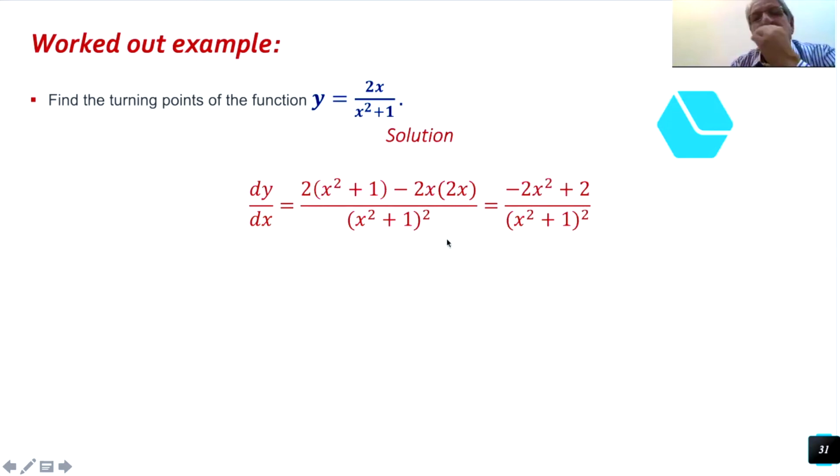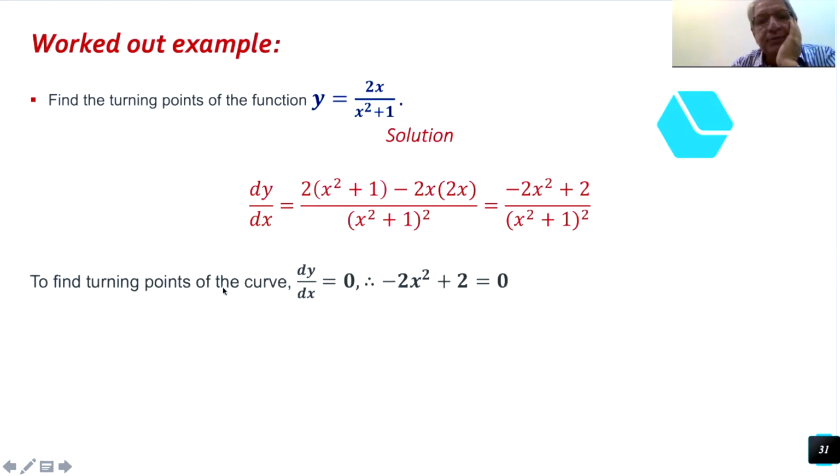Now we need to put dy by dx equal to 0. For the turning point, dy by dx equals 0. Therefore, this needs to be equal to 0. A fraction or a quotient is equal to 0 whenever the numerator is equal to 0. Therefore, it doesn't matter what the denominator is. The numerator should be equal to 0. Therefore, minus 2x squared plus 2 is equal to 0. You can easily solve this. You're going to get x equal to 1 and x equal to minus 1.